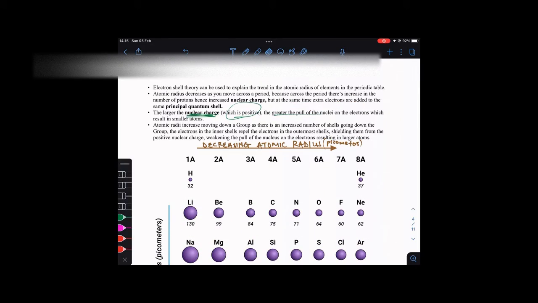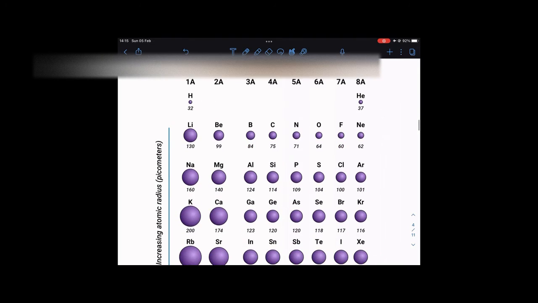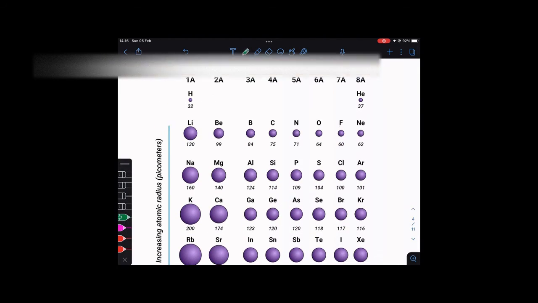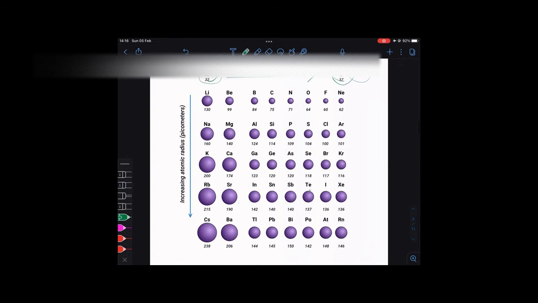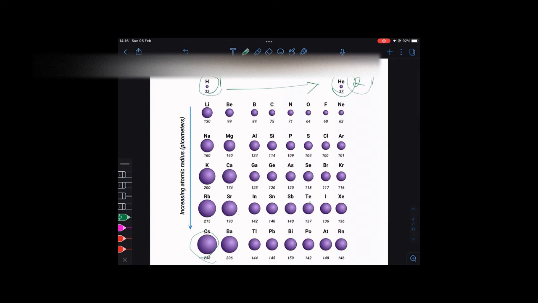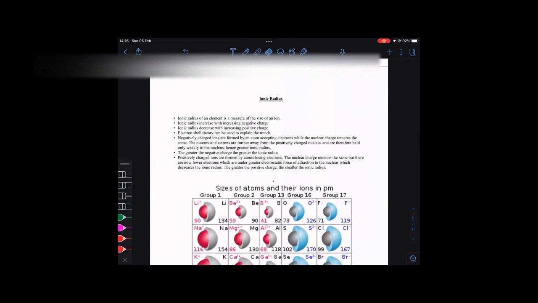The same applies here. We can see that this hydrogen is smaller than this helium, because we have one proton here and two protons there. So this is a greater nuclear charge, which means greater attraction, so a smaller radius. And then this cesium has a greater number of shells compared to hydrogen, so it's bigger, so atomic radius increases, as shown in this diagram. And then the same applies to ionic radius.